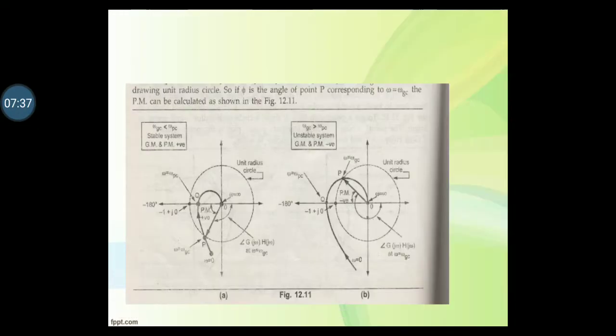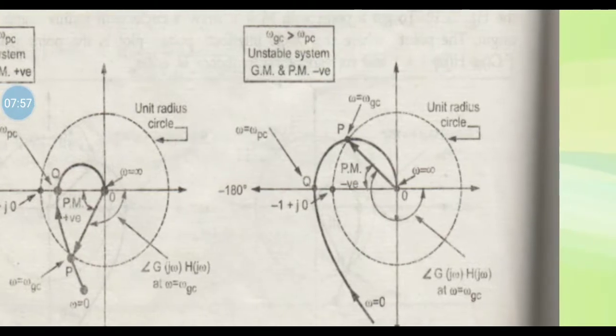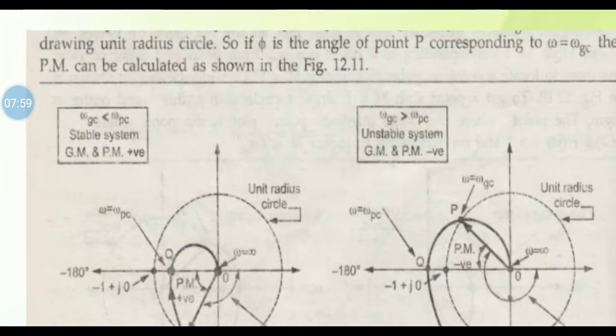Now, how to find ωpc? So ωpc is a frequency at which the angle of G(jω)H(jω) is equal to minus 180 degrees. So the angle at which G(jω)H(jω) is minus 180 degrees, that frequency is ωpc. So how to find this in polar plot is, we have to have a point on the plot whose angle is minus 180 degrees. We have to find that point.